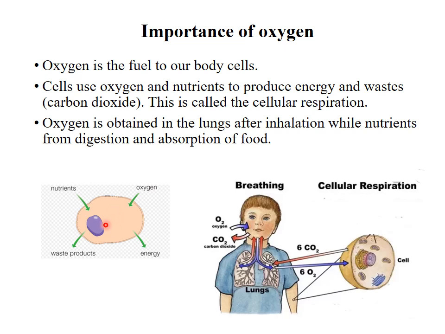Respiration means the absorption of oxygen and the release of carbon dioxide. In this case, the cell is consuming oxygen and releasing carbon dioxide. This is why we call this process cellular respiration. Cells need oxygen to produce energy. Without oxygen, cells cannot produce energy. Where is oxygen obtained? Oxygen is obtained in the lungs after inhalation, while the nutrients are obtained from the digestion and the absorption of food in the small intestine.